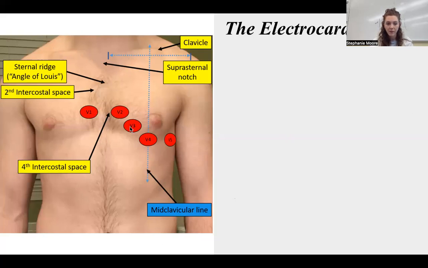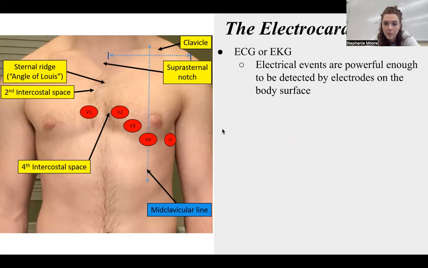Now, this is a 5-lead electrocardiogram. One that you might see in the hospital is going to be 12-lead, but actually, y'all don't really need to know that, just in case you wanted to know. But this is 5 leads. So an ECG or EKG electrocardiogram is going to be an actual picture of the electrical currents happening in the heart. It's so powerful that we're able to detect them via electrodes on the surface of the body.